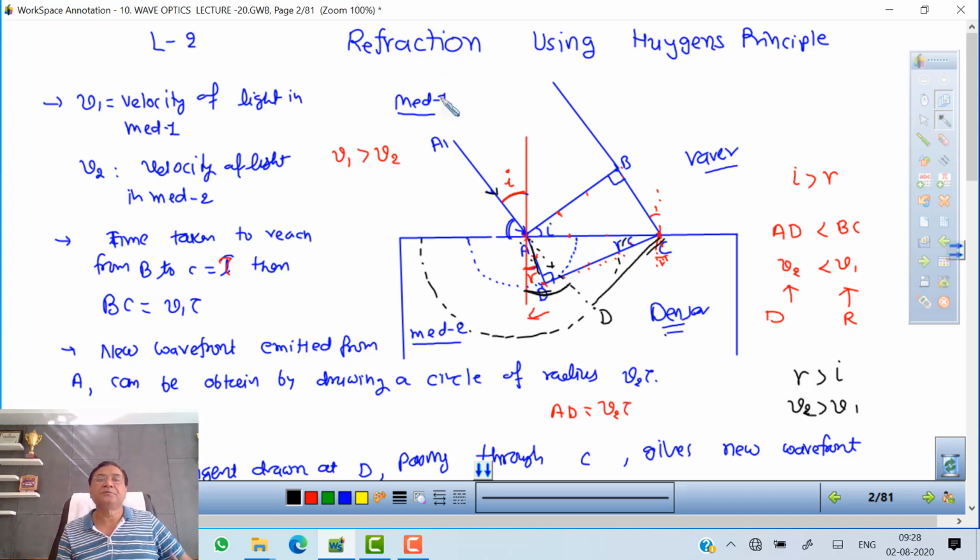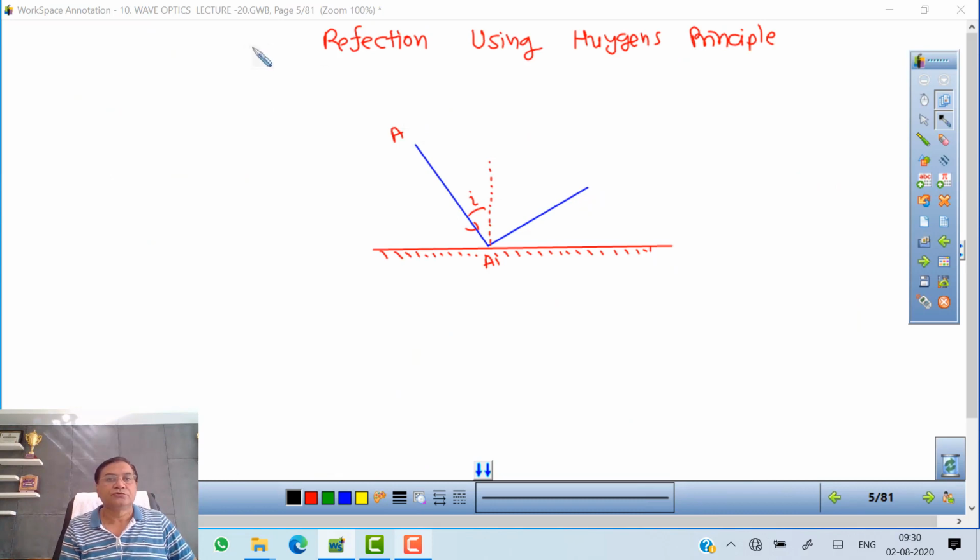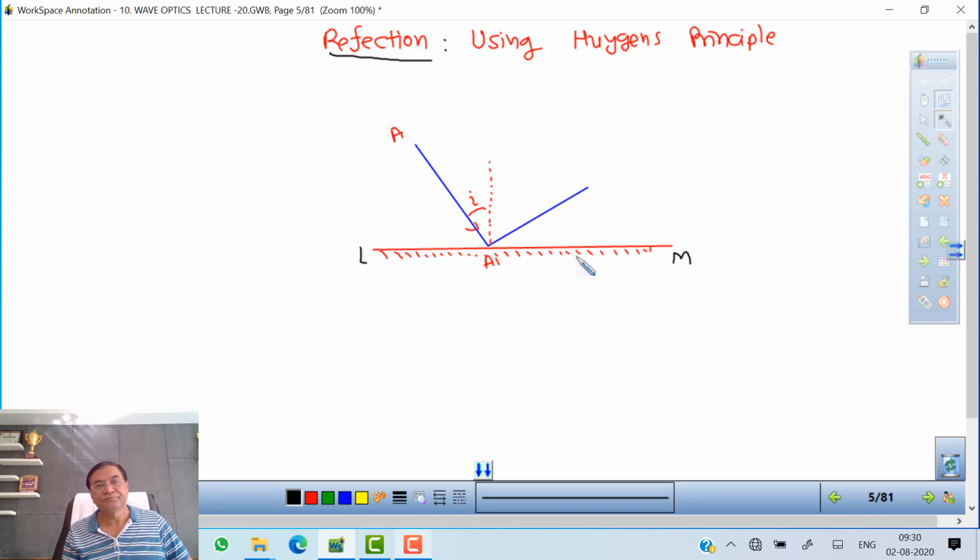Explain the refraction phenomenon using Huygens principle. So the next topic is reflection phenomena using Huygens' principle. So here we have, this is the reflecting surface. Suppose I say LM is your reflecting surface. And a ray is traveling in the direction of AA1, which makes an angle of incidence I. So I is equal to the angle of incidence.